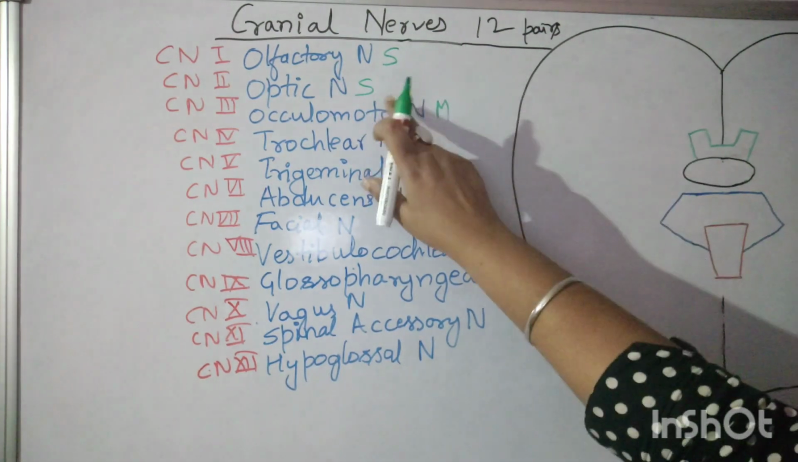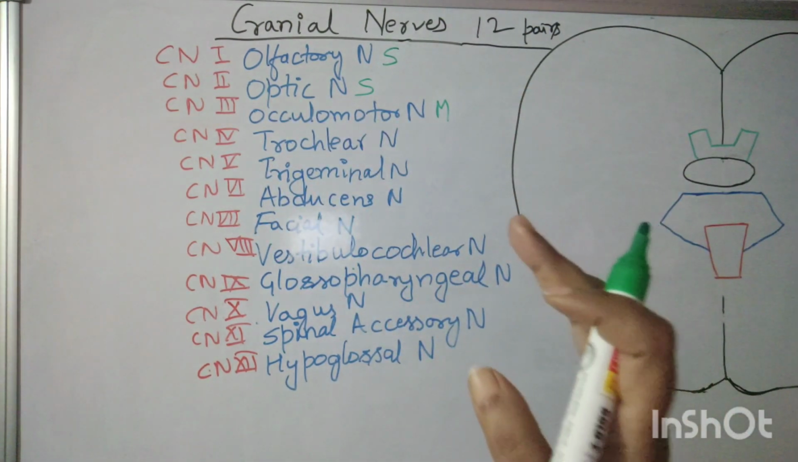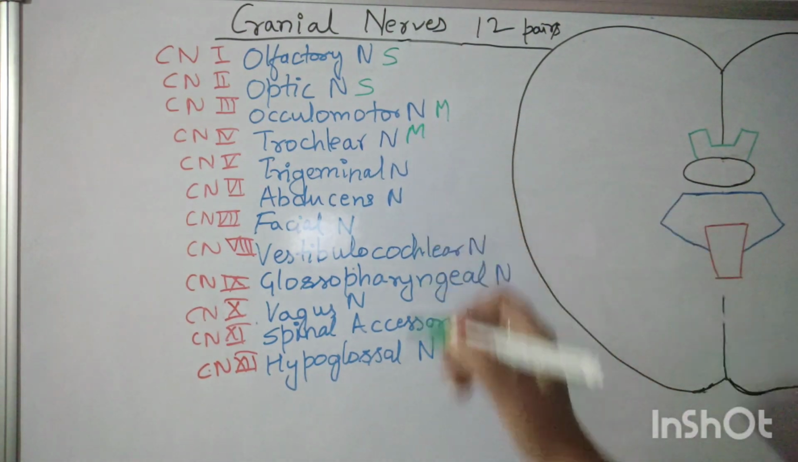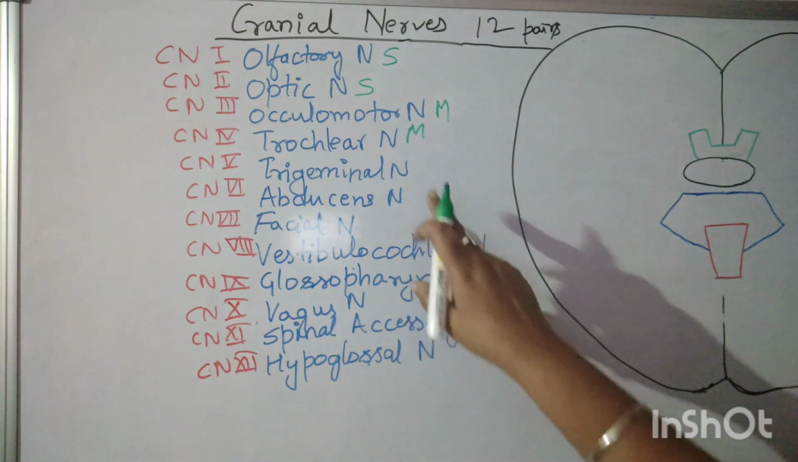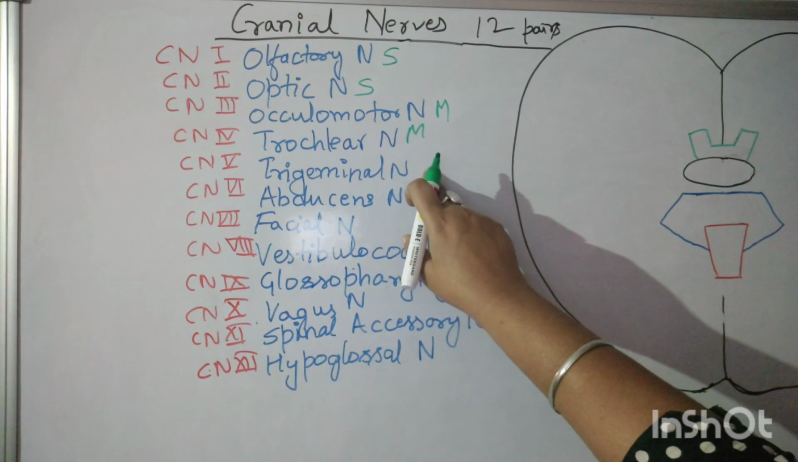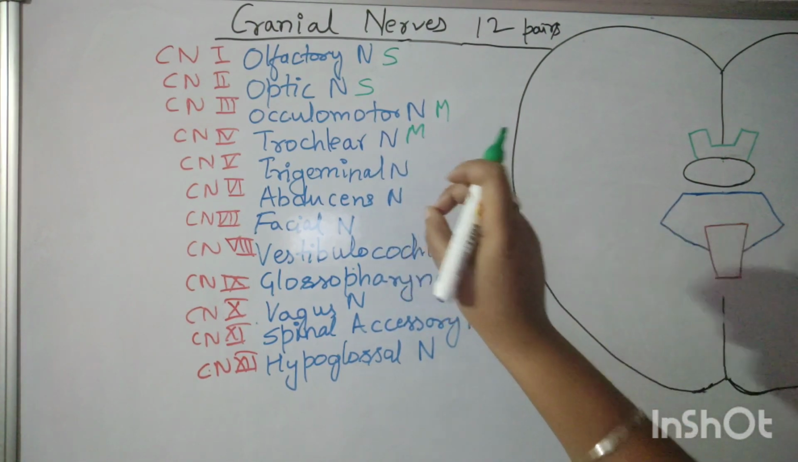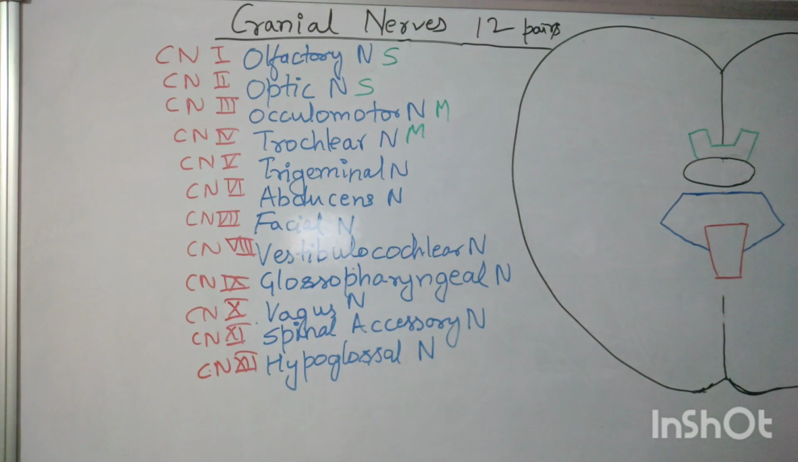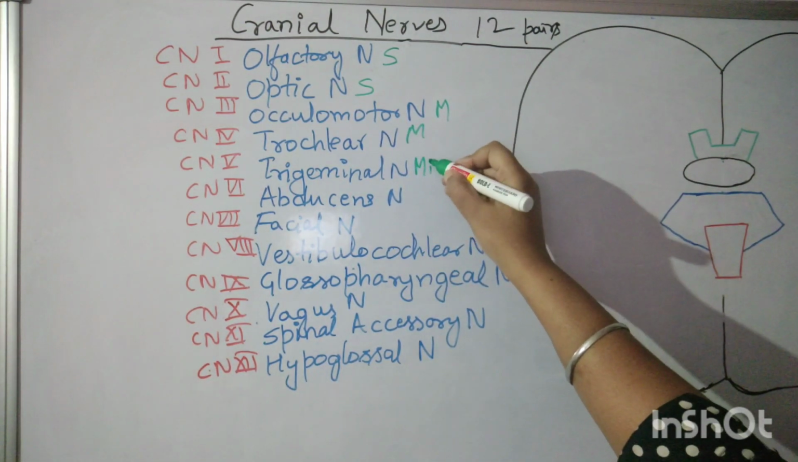Olfactory is sensory, optic is also sensory, oculomotor is motor, and trochlear is also motor. Trigeminal supplies the ophthalmic, maxillary, and mandibular parts. The ophthalmic part is sensory, maxillary is also sensory, and mandibular is motor. The muscles which help in mastication are supplied by the trigeminal nerve. So both sensory and motor are involved, so we can write it as mixed.